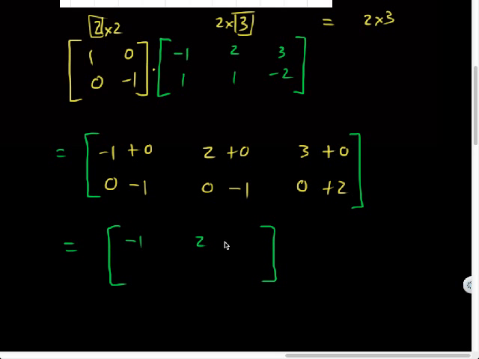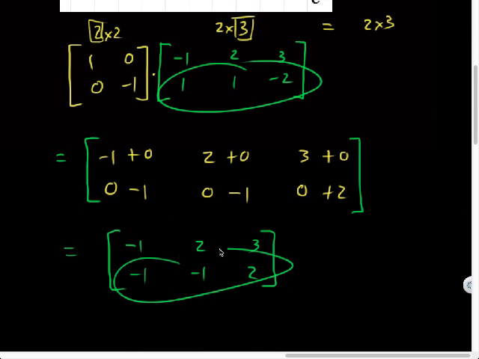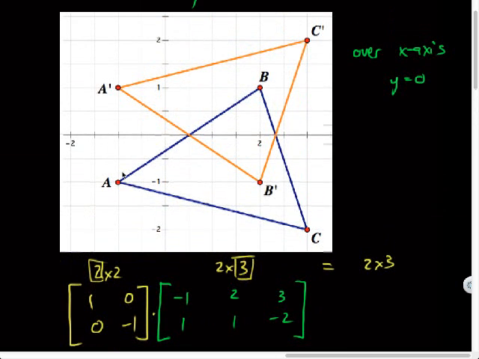So let's see, negative 1, 2, and 3, and then I've got negative 1, negative 1, and 2. So question, what happened to my y coordinates? Yeah, they got opposited, right? These guys, all that happened to them was they got opposited. Does that make sense? Notice that this y coordinate was negative 1, now it's positive 1. This one was negative 1, now it's positive 1. This one went from negative 2 to positive 2. So that's exactly what happens when I have a reflection over the x-axis.